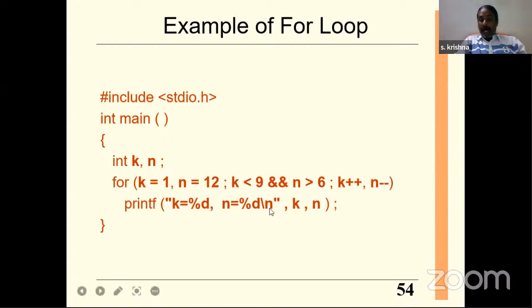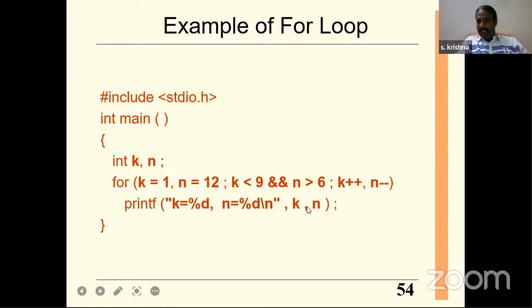After the statement is printed, the k value will be incremented by 1. Now the k value will become 2 and n is decremented by 1, so the n value becomes 11. Now k is 2, and 2 is less than 9, and n is 11, which is greater than 6. So now the next line printed is 2 comma 11.